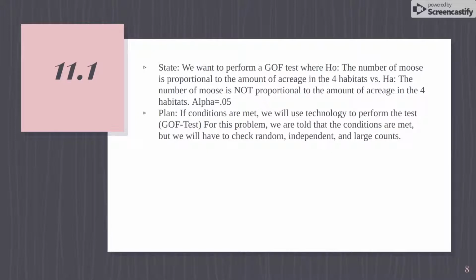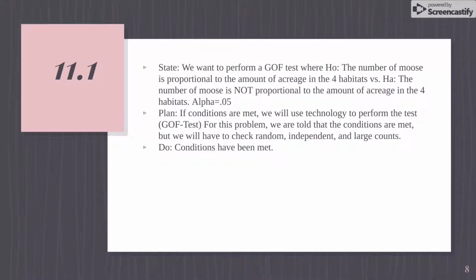Next will be plan. Here we need to say that if the conditions are met, we will use technology to perform a chi-square goodness of fit test. For this problem, they stated that the conditions have been met, so we don't have to go through the conditions. But it is good to still know the conditions in case they don't state that. For this one, we'll go ahead and progress with the test since it already said that the conditions have been met. So next would be do.